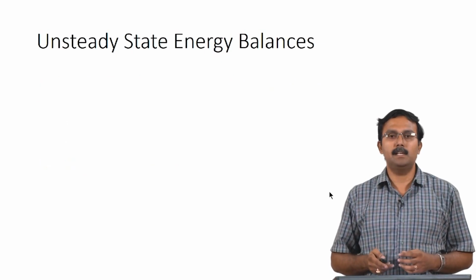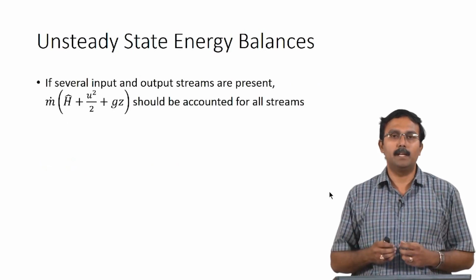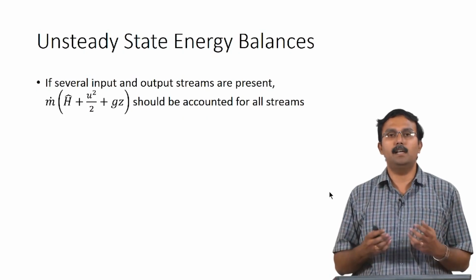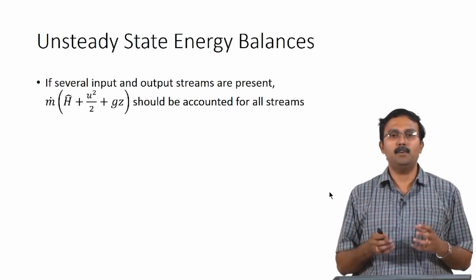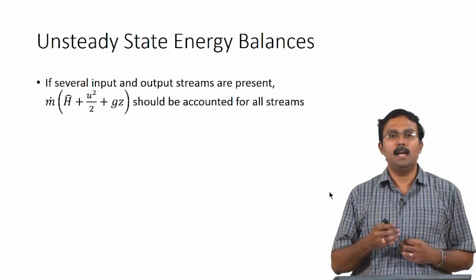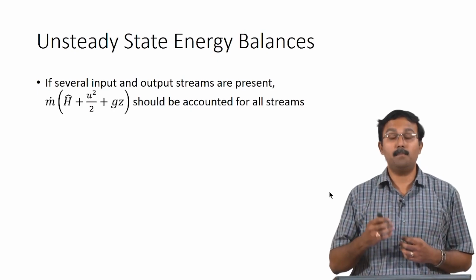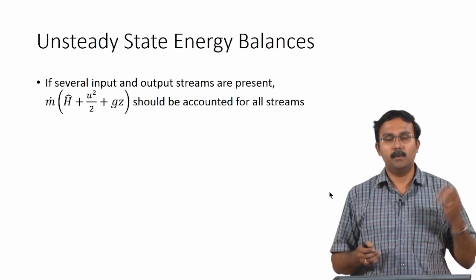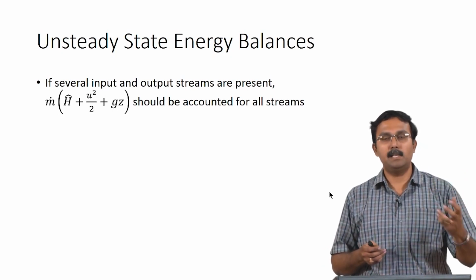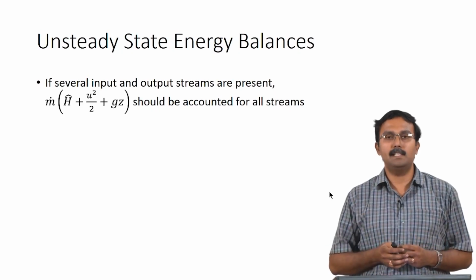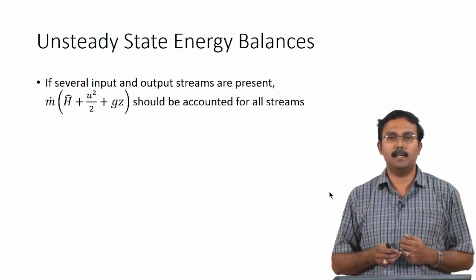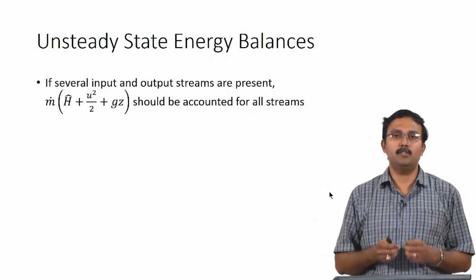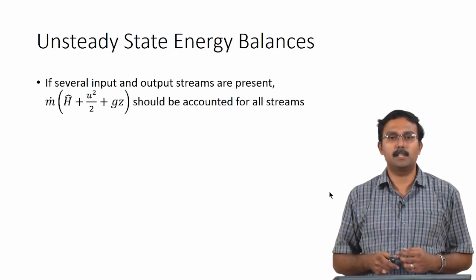This equation is actually quite complex, and it can get even more complicated if you have more than one input or output stream. You would have to account for the m dot times h cap plus u square by 2 plus gz terms for all the streams. If there are multiple inlet streams, you might have multiple of these terms. The summation of all these has to be accounted for as the inlet energy, and similarly for the outlet streams you would have to find the summation of these terms for all the outlet streams.